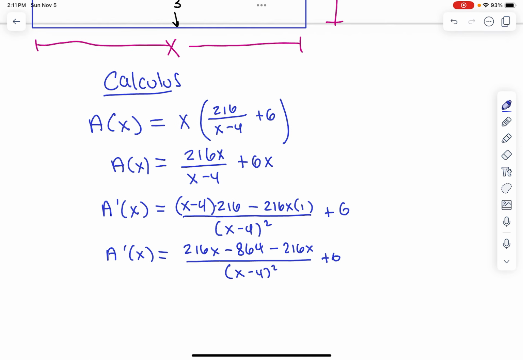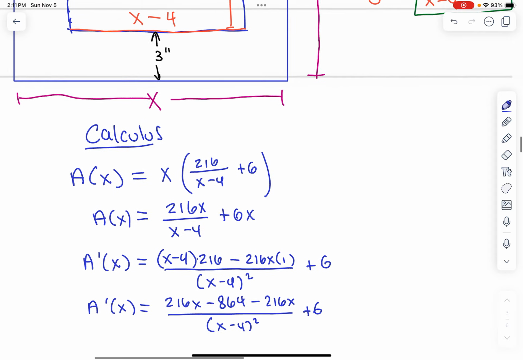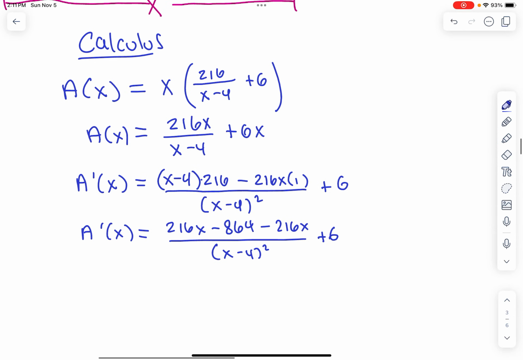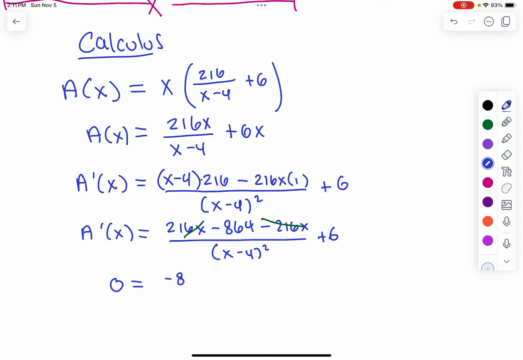I can clean it up, but let's just examine whether there are critical points right now. A critical point is where the derivative is 0 or undefined. At x equals 4, the derivative is undefined, but I've already excluded that in my domain, so I don't need to worry about it. The other place is where the derivative is 0. So I'm going to set this equal to 0 while cleaning up. I note that these cancel out, leaving me with a negative 864 in the numerator. So I have negative 864 divided by (x minus 4) squared plus 6, and I need to know when that's equal to 0.